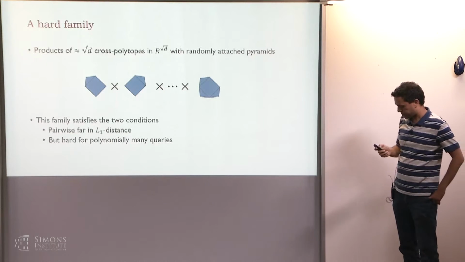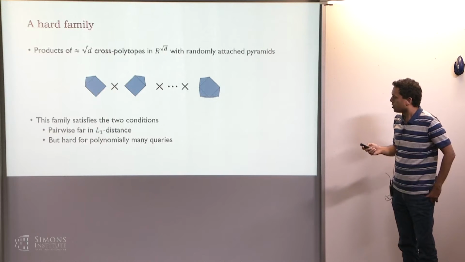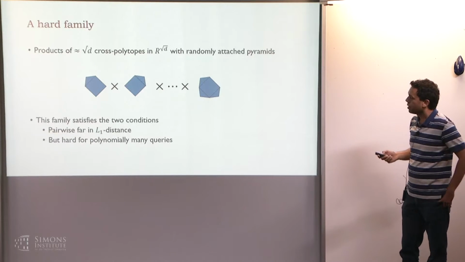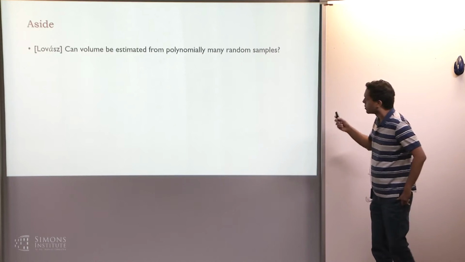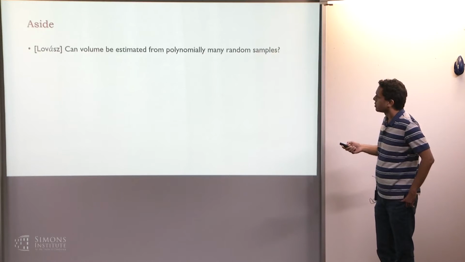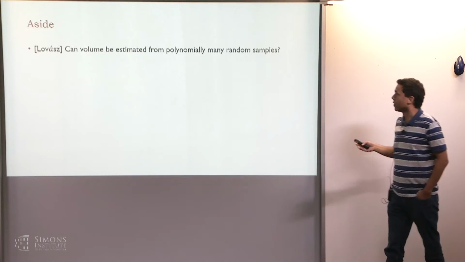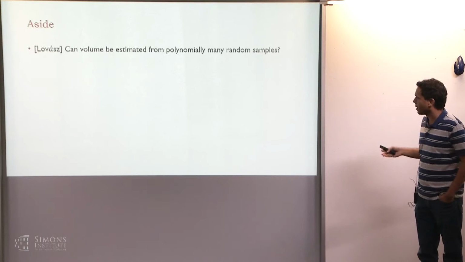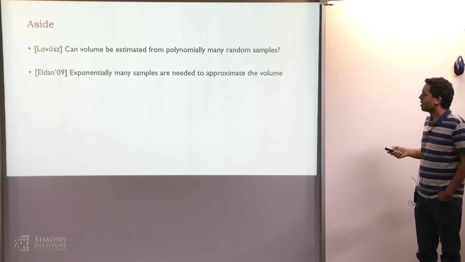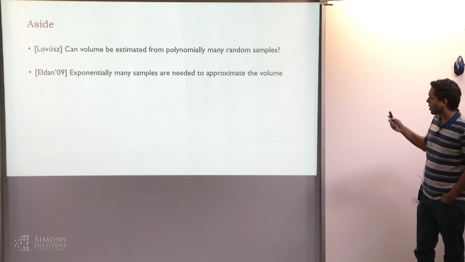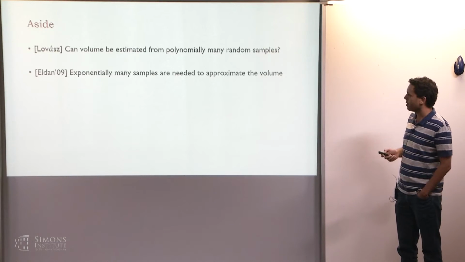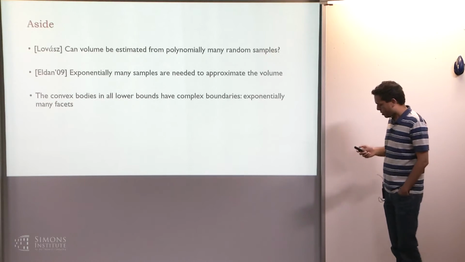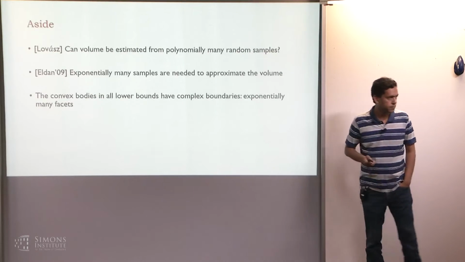Okay, so learning convex bodies is hard. I should tell you about this. Lovász asked the question whether the volume can be estimated from polynomially many random samples. And you can't actually do that. There are exponentially many samples needed to do that. So that was known, right, for a long time?